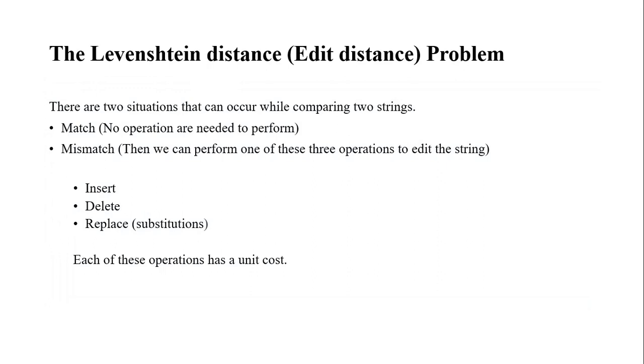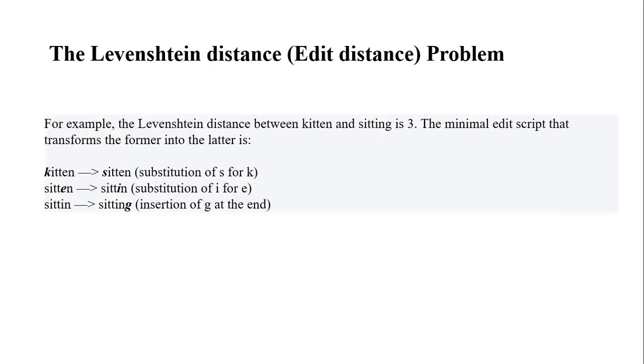When X and Y are different, two situations can occur while comparing two strings: match, where no operations need to be performed, or mismatch. Then we can perform one of three operations to edit the string. The first is insert, the second is delete, and the third is replace or substitution. Each of these operations has a unit cost. For example, the Levenshtein distance between kitten and sitting is 3.